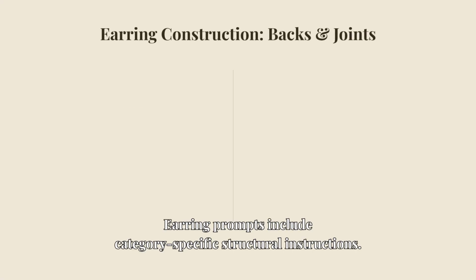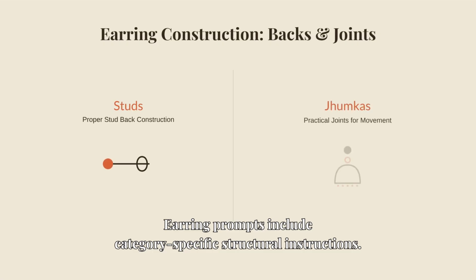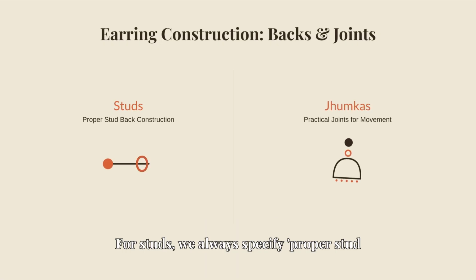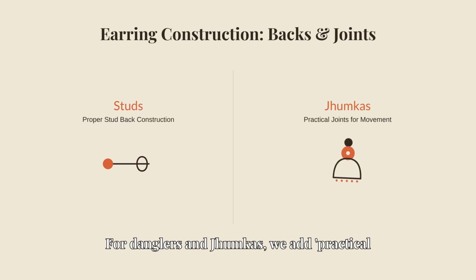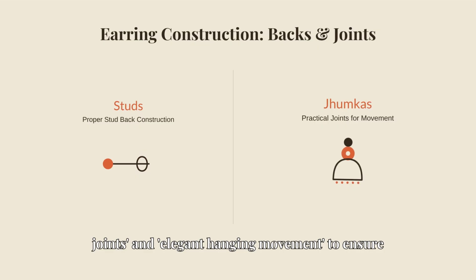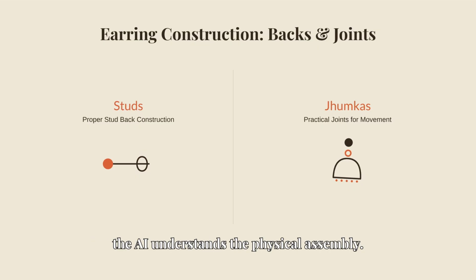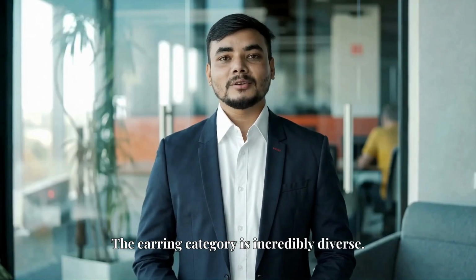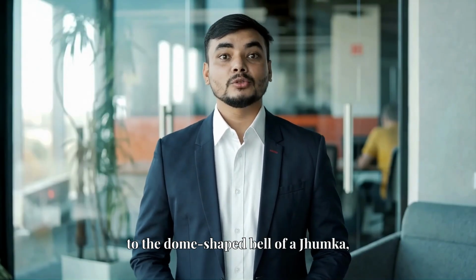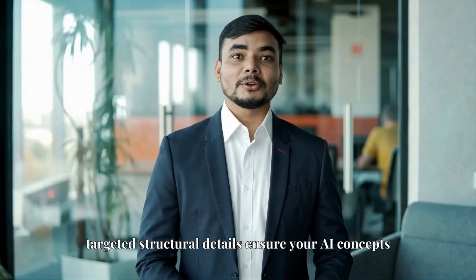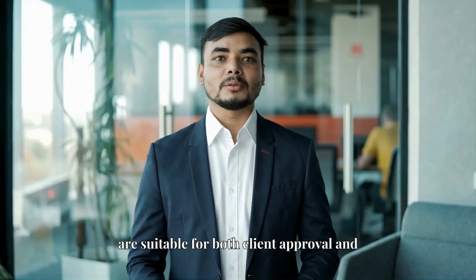Earring prompts include category-specific structural instructions. For studs, we always specify proper stud back construction. For danglers and jhumkas, we add practical joints and elegant hanging movement to ensure the AI understands the physical assembly. The earring category is incredibly diverse. From the crescent architecture of a chandbali to the dome-shaped bell of a jhumka, targeted structural details ensure your AI concepts are suitable for both client approval and professional manufacturing review.